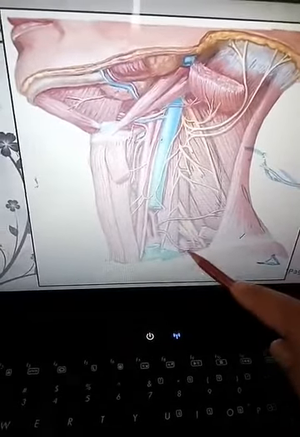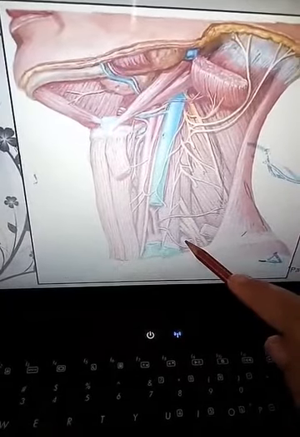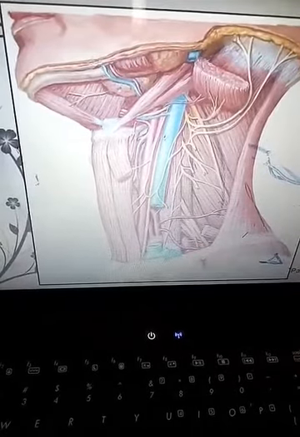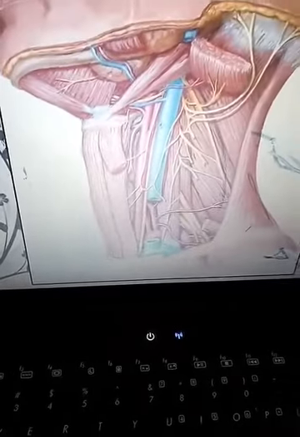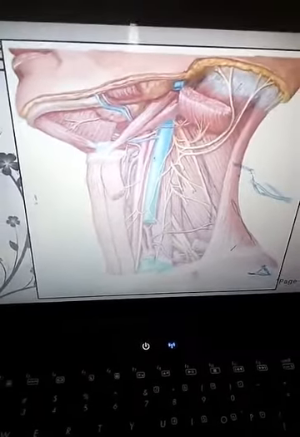So we have a very important lymph node here, which is enlarged in malignancy like in CA stomach. That is known as the Virchow's node. Okay, that is important. Thank you so much for today.